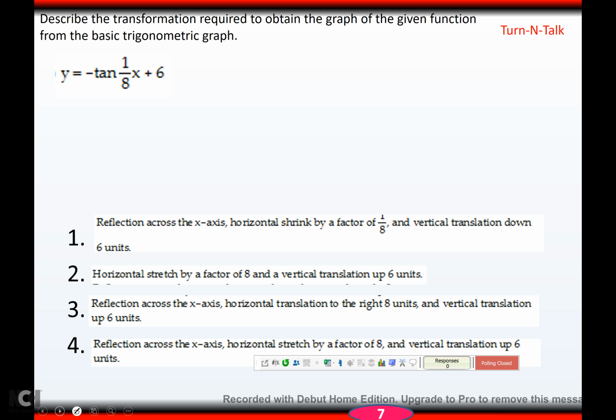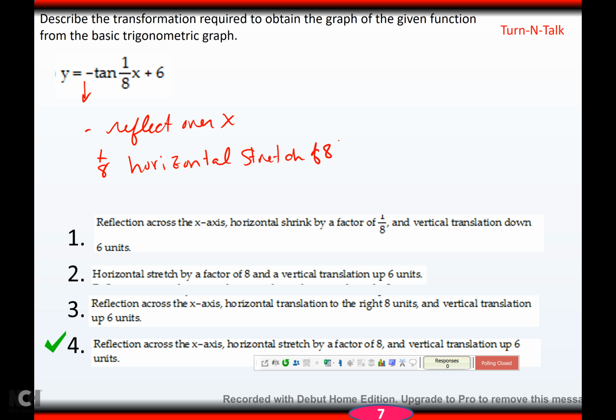All right, so you try this one. Hit pause, come back when you're ready. And hopefully you got 4. The negative is going to be a reflection over x. The 1/8 is going to be a horizontal stretch of 8. You flip it over, and the 6 is going to be a vertical shift up.